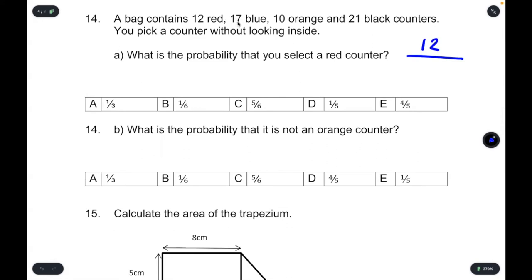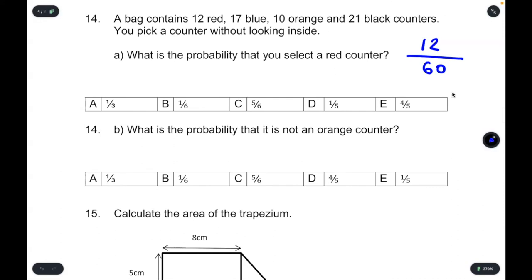12 add 17 is 29. Add 10 is 39. Add 21 is 60. So we've got 12 out of 60. This is correct as the probability of picking a red counter out of all of the counters. However, we can simplify this fraction, which means we divide top and bottom by a common factor.